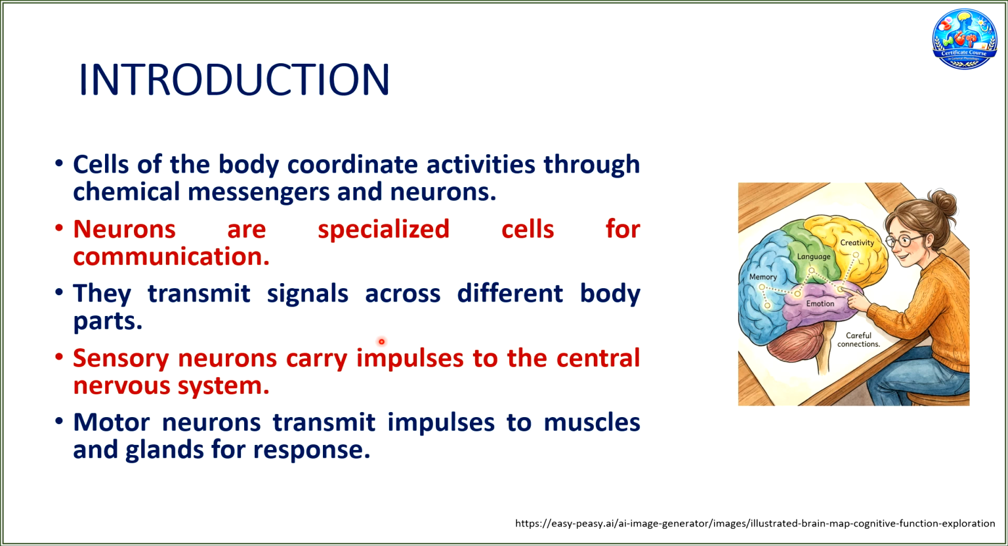There are two main types of neurons: sensory neurons and motor neurons. Sensory neurons carry impulses to the central nervous system, whereas motor neurons transmit impulses from the brain and spinal cord to different effector organs such as the muscles and the glands. Thus, neurons form the basis of rapid communication taking place in our body.